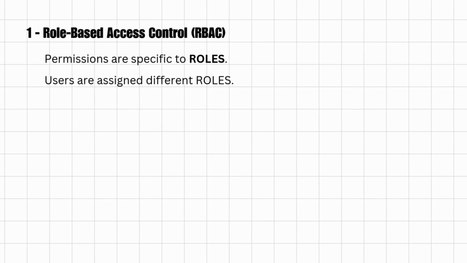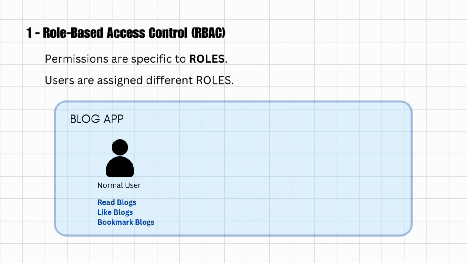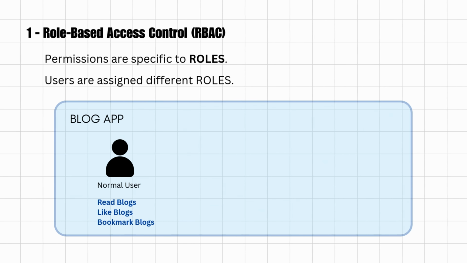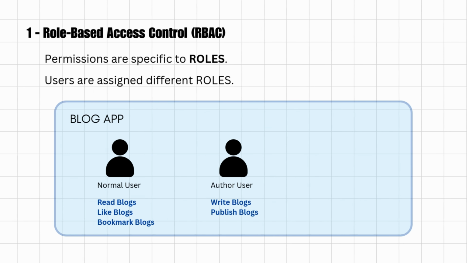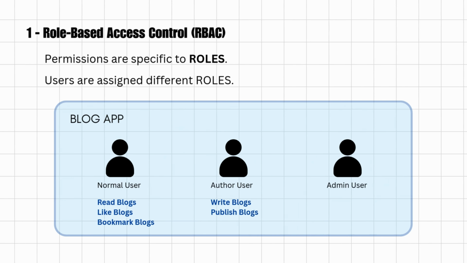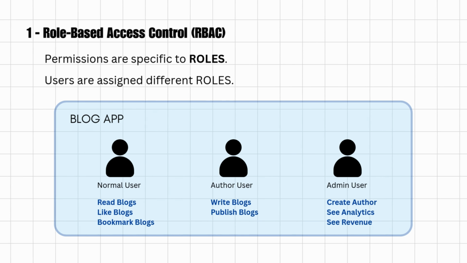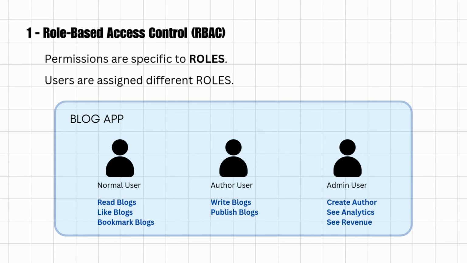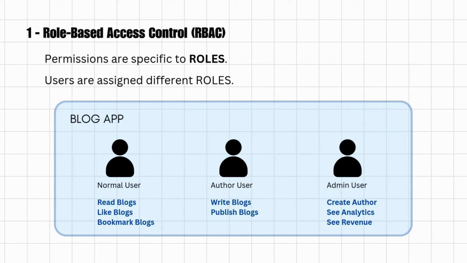For example, in a blog application, there can be normal users who can just read the blogs, leave comments, like the blog, or subscribe to a newsletter. Author users can write and publish blogs. Admin users can see the analytics, revenue and traffic, and also assign roles such as author. Once a role is assigned, the user automatically gets all the permissions associated with that role.